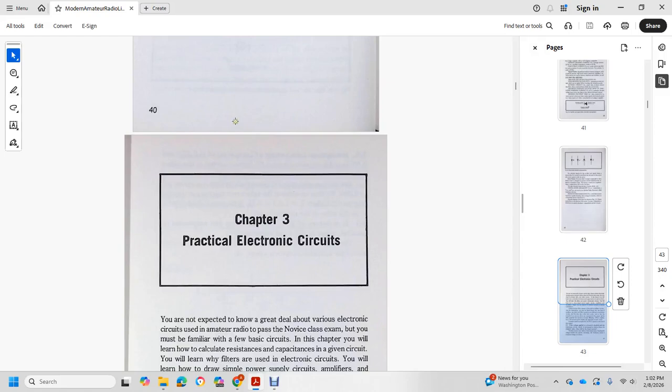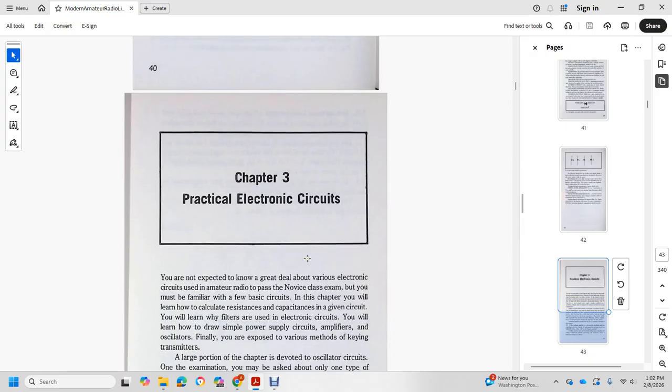Chapter 3: Practical Electronic Circuits. You're not expected to know a great deal about the various electronic circuits used in amateur radio to pass the novice class exam, but you must be familiar with a few basic circuits.